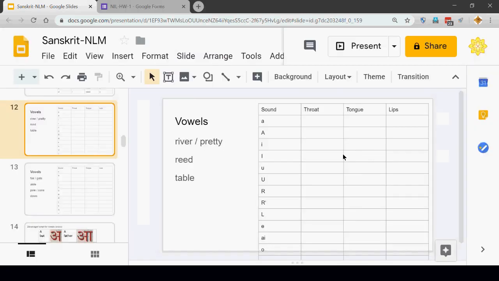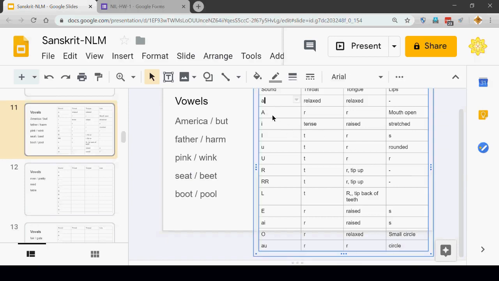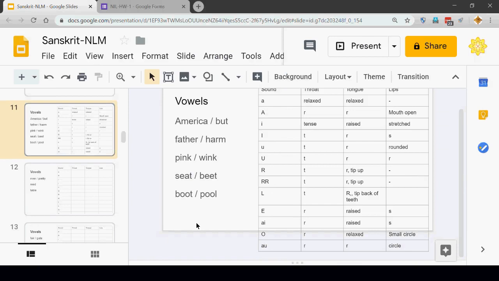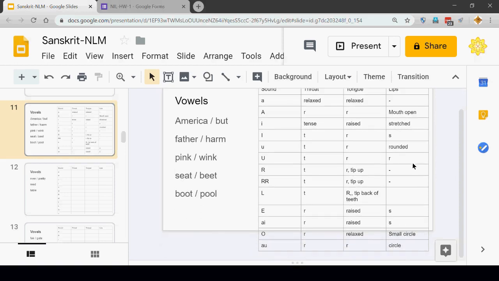Let me show it here. I think now you can see it. O, O at the bottom. So these 13, if you can count 1, 2, 3, 4, 5, 6, 7, 8, 9, 10, 11, 12, 13. So there are 13 vowels on the Sanskrit chart of letters, and the positions of throat, tongue and lips are given here.